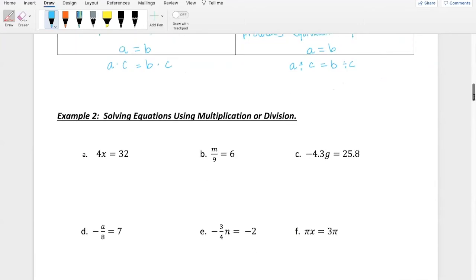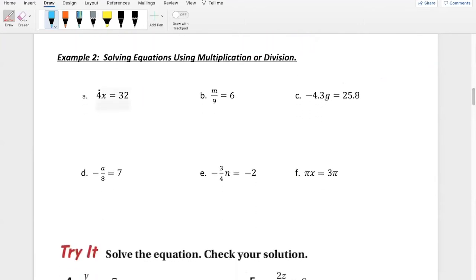Okay, so let's do a couple examples. And again, we want to focus on isolating the variable. And so right now, look at what's happening with the variable, because the variable is what I want to get by itself. And it's being multiplied by 4 right now. So to undo that, I need to use the inverse operation. What cancels out multiplying by 4 would be dividing by 4.